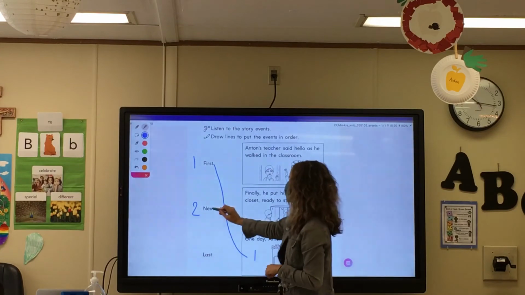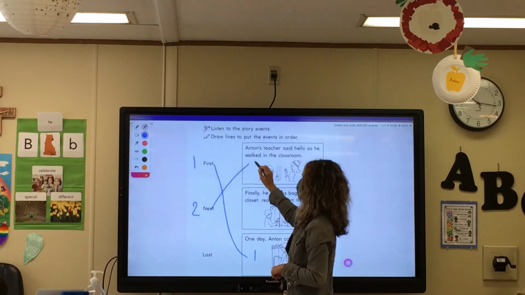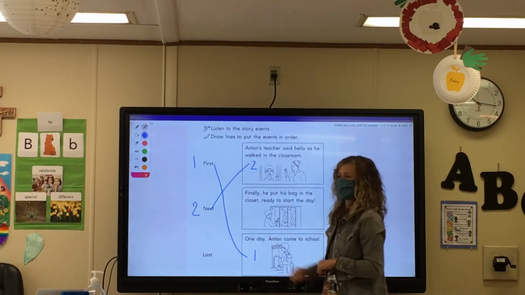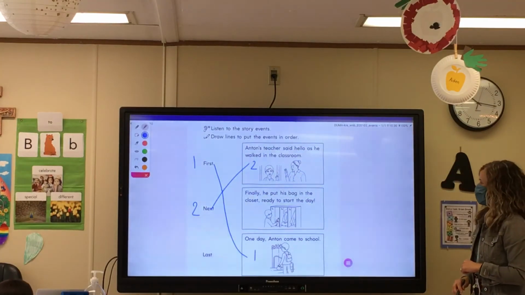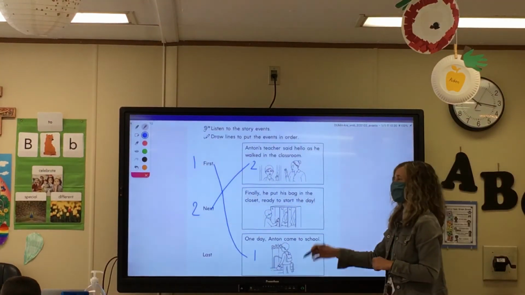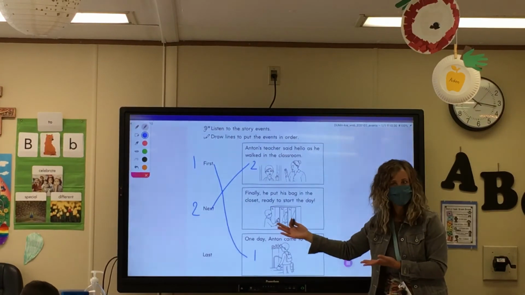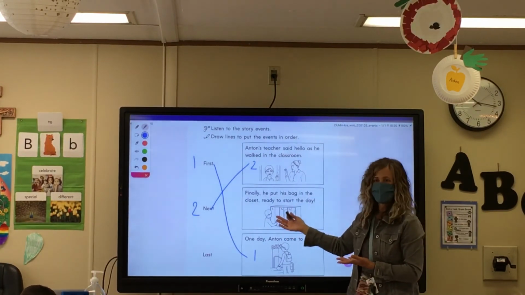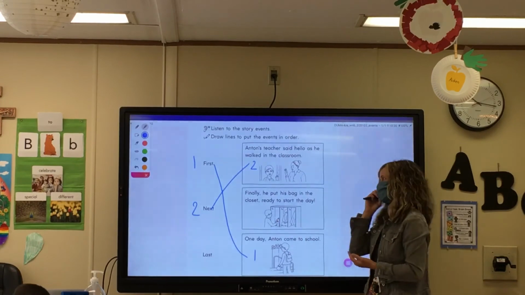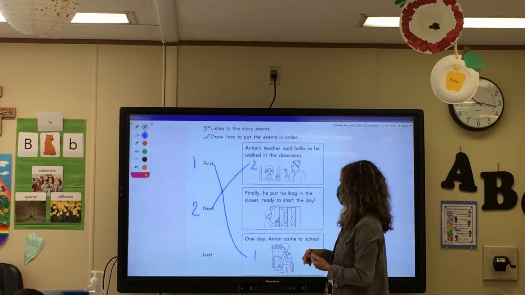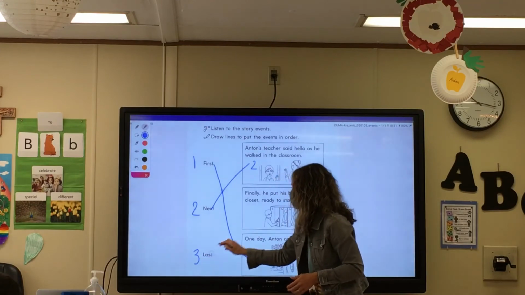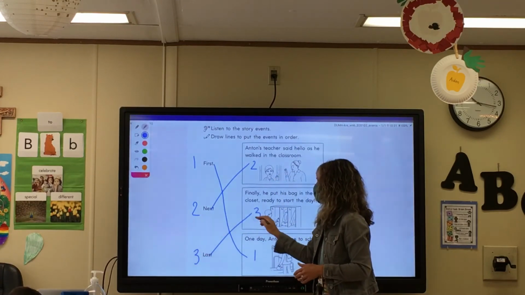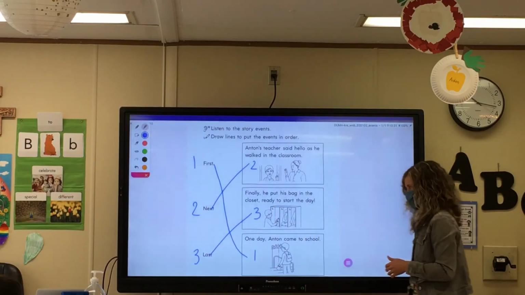Okay. So this would be next. Number two. So I would put a number two in there to match my number two. Helps a little bit, right? Okay. And then last, we obviously only have one left. So Adeline, what do we have here? The middle. The middle picture, right? Finally, he put his bag in the closet, ready to start the day. So this is number three. Last. Our last picture, we can put number three in there just to help you out a little bit.